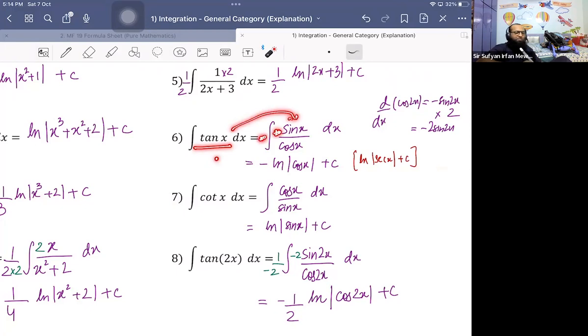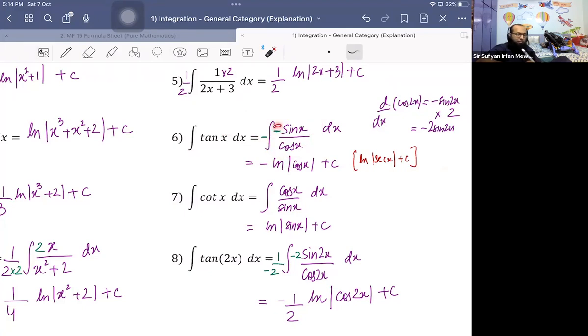Now just look at it. There is a function in the denominator, that is cos x, and the differentiation of cos x is not exactly there in the numerator, but it's partially there. There's only one negative sign that is missing. I repeat, it was tan x. Tan x is sin x over cos x, and the differentiation of cos x is negative sin x. So we already saw sin x in the numerator. We just have to multiply by the minus sign.